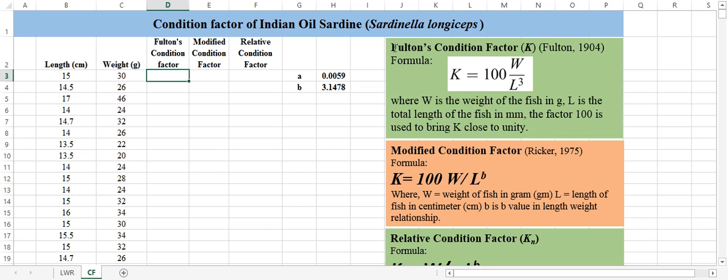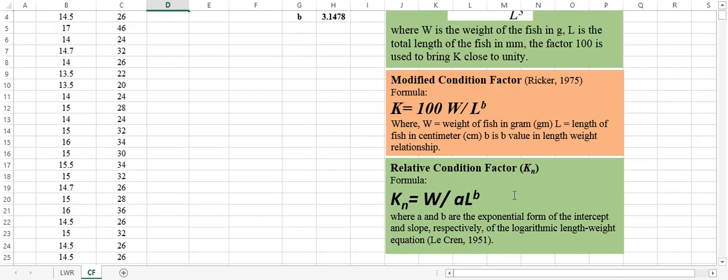The first one is the Fulton condition factor. It was given by Fulton in 1904, and it is the first condition factor we know, the first way to know the condition of the fish. Then the modified condition factor was given by Ricker in 1975, and that is also called the allometric condition factor. The next one is the relative condition factor, which is very simple. It was given by Le Cren in 1951.